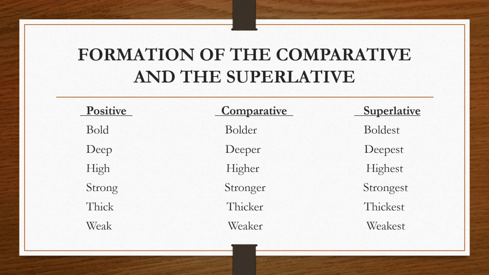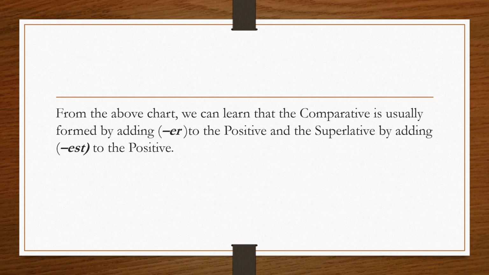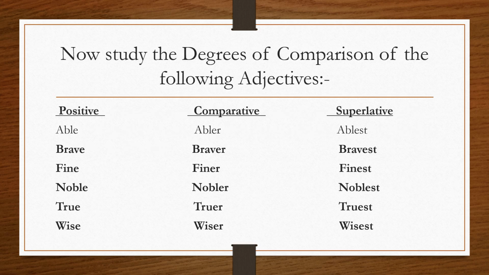Weak, weaker, weakest. From the above chart, we can learn that the comparative is usually formed by adding ER to the positive and superlative by adding EST to the positive. Let's study the degrees of comparison here as well. Positive, we have able, comparative, abler, superlative, ablest. Brave, braver, bravest. Fine, finer, finest. Noble, nobler, noblest. True, truer, truest.